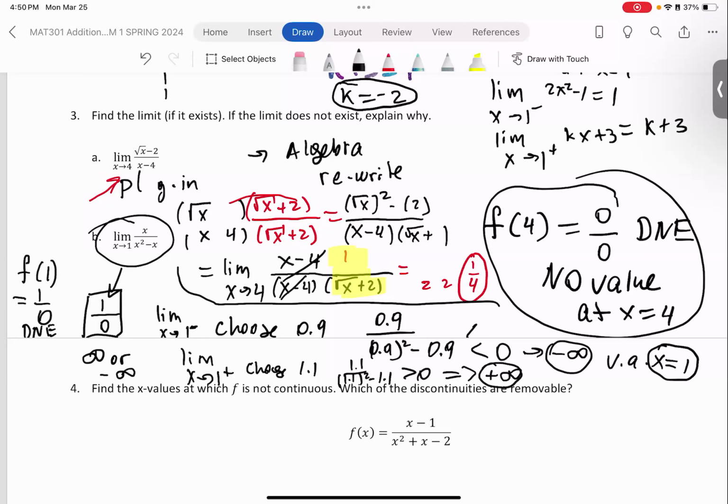Removable or non-removable discontinuity? How about the one in part A? Is this one removable if the question dealt with the function at 4? Is it removable or not? The limit existed here. So will that be removable or non-removable? That would be removable.